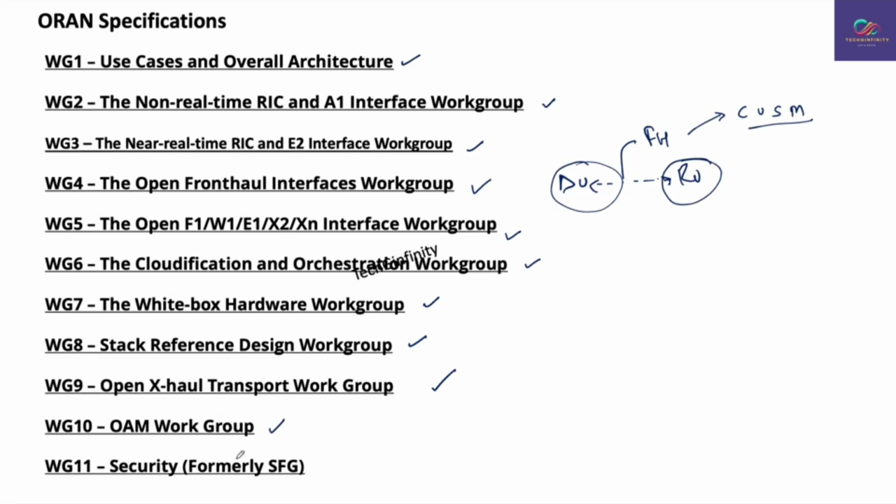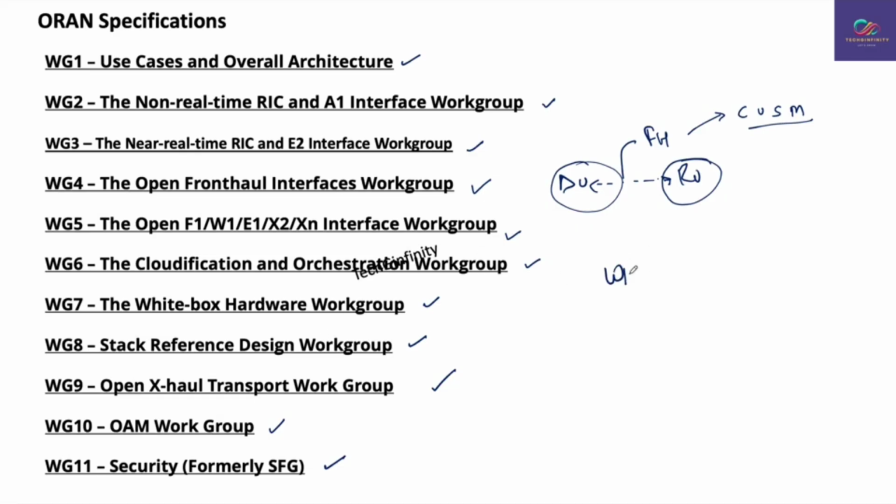And this is the last working group which has been defined by ORAN Alliance, which talks about security. This group ensures the security of the evolving ORAN architecture, including various aspects like SMO security, near-RT RIC security, and open fronthaul security. Now, these are the working groups.